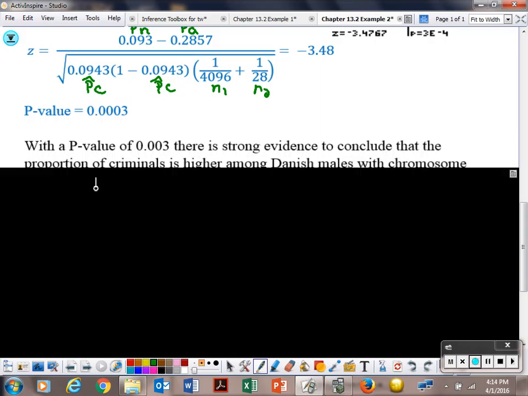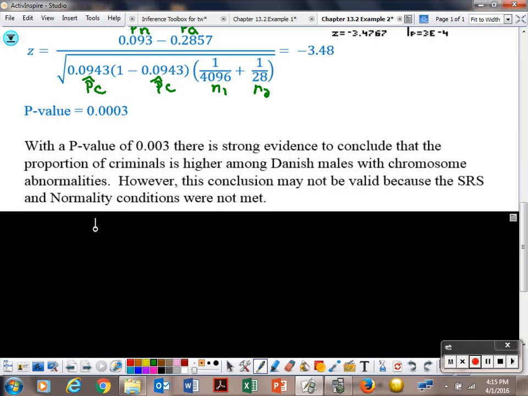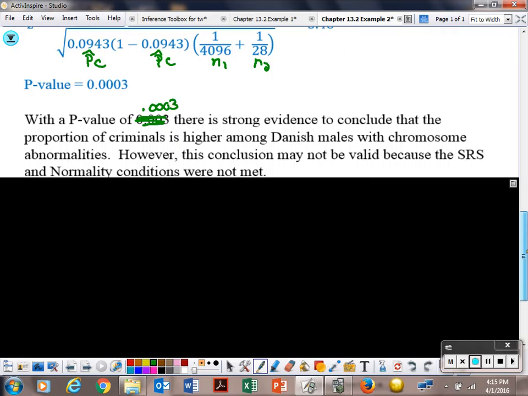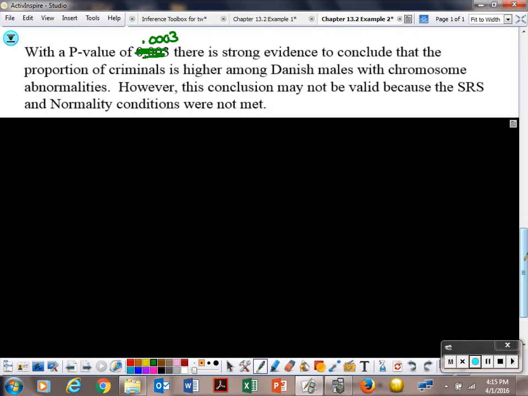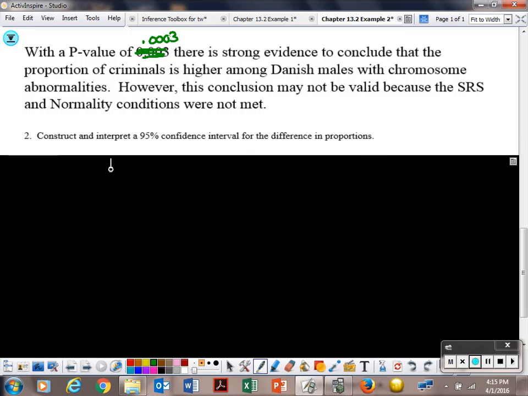Write our conclusion with a p-value of 0.0003. There is strong evidence to conclude that the proportion of criminals is higher among Danish males with chromosome abnormalities. However, this conclusion may not be valid because the SRS and normality conditions were not met. All right. Next, we're going to go ahead and construct a 95% confidence interval.